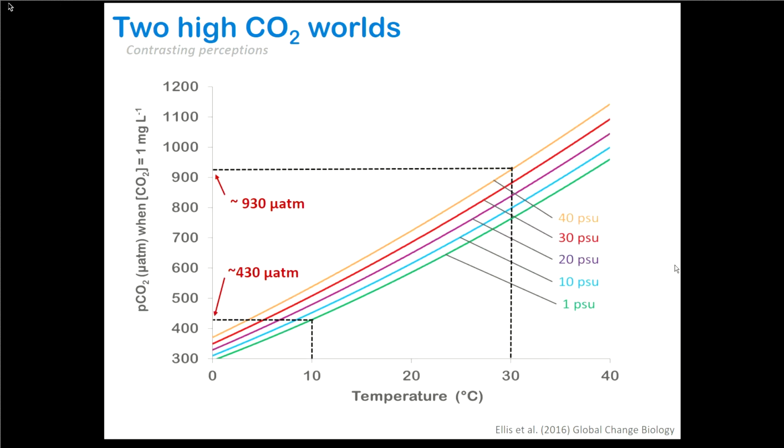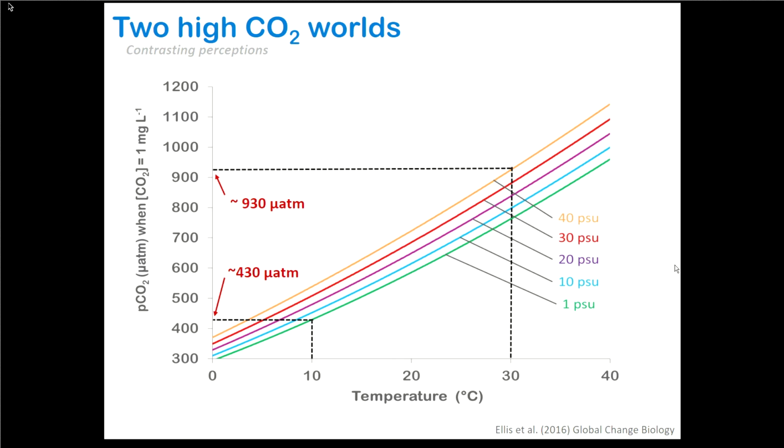To demonstrate this, again from the same paper, each point on all of these 5 coloured lines is 1 milligram per litre. So it's exactly the same CO2 concentration in milligrams per litre. However, if you go from freshwater cold, that can be as low as atmospheric, 400 microatmospheres.